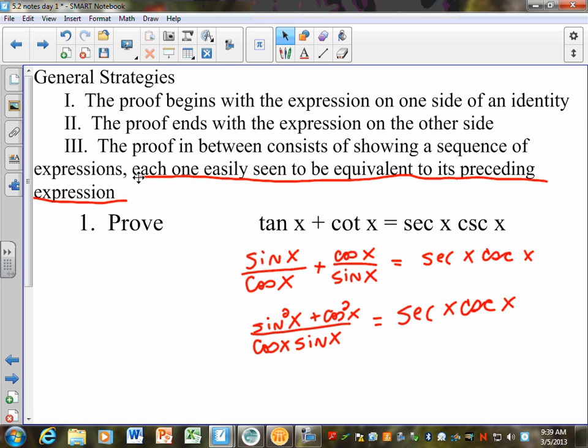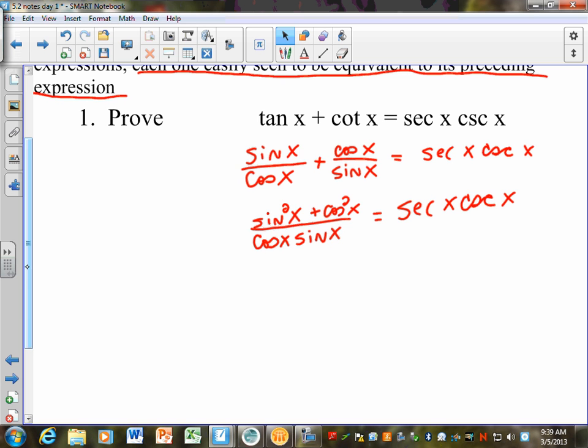What about now? Do you see anything over here we could do? Sine squared plus cosine squared, that equals 1, right? Those are three identities that you should know, which means if you know this equals 1, you can just replace it with 1. That's okay to do because we should know that. So I'm going to rewrite that as 1 over cosine of x times sine of x equals secant of x times cosecant of x.